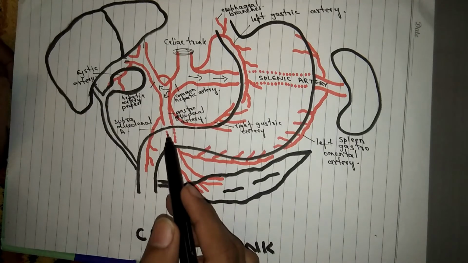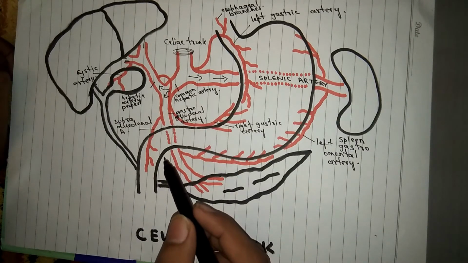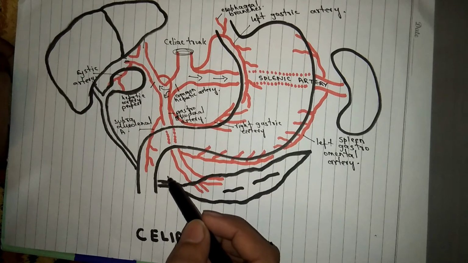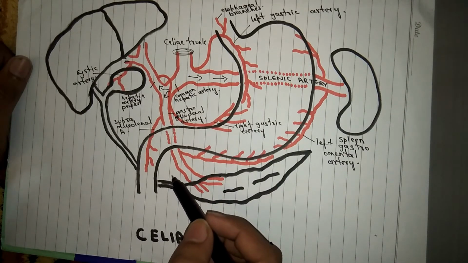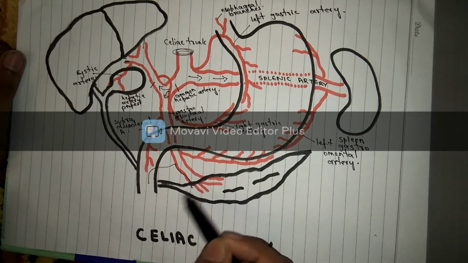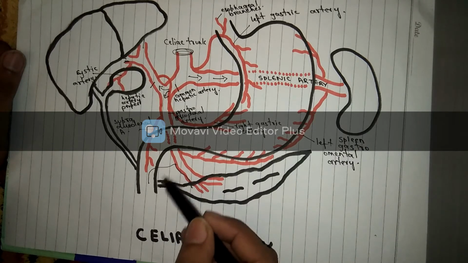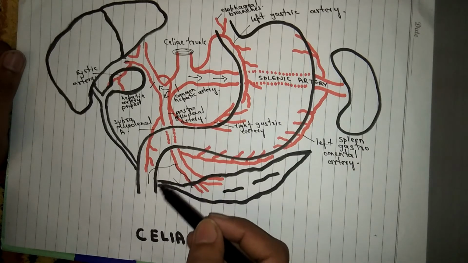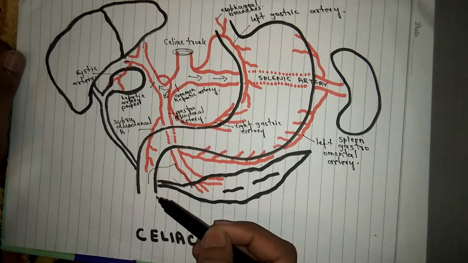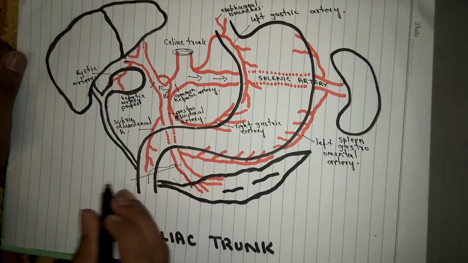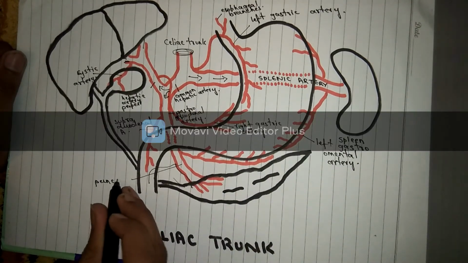Okay, now the gastroduodenal artery is further going to come down and form the pancreatico-duodenal artery, which is going to supply part of the duodenum also and the pancreas, and which has two branches, the superior pancreatico-duodenal and the posterior pancreatico-duodenal.